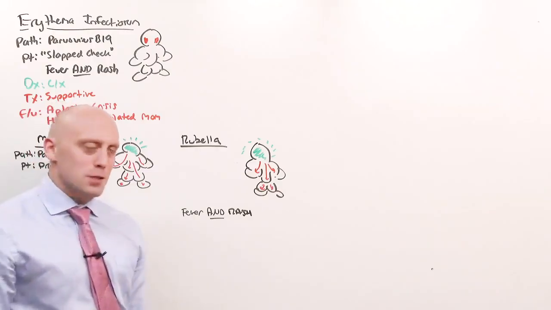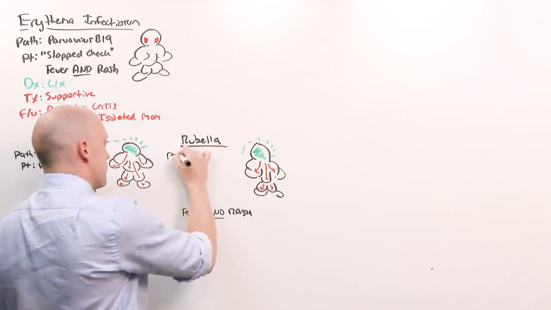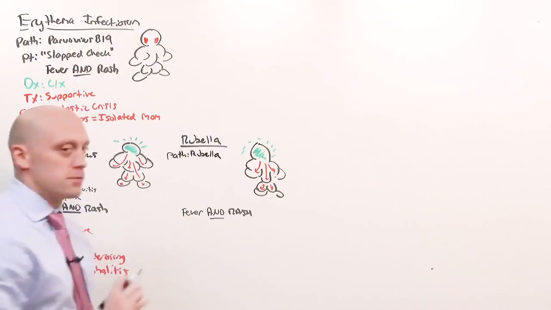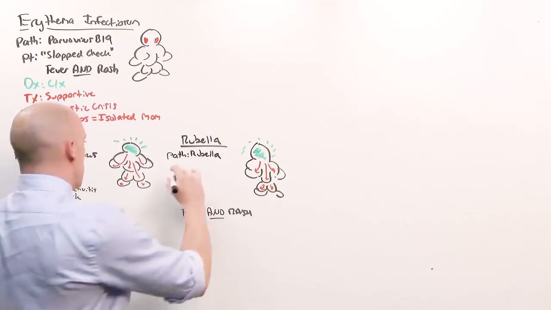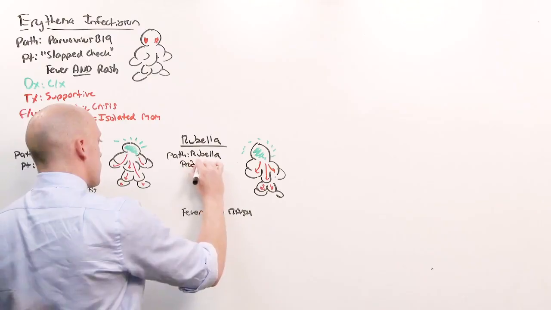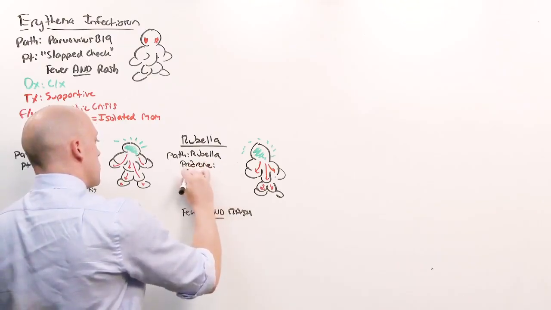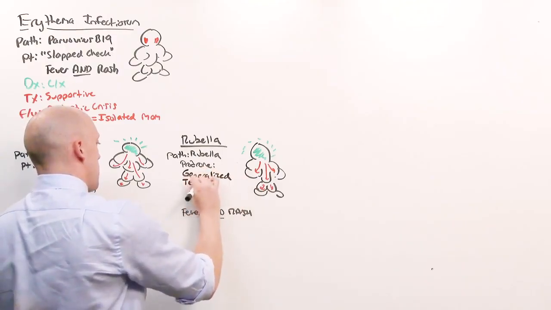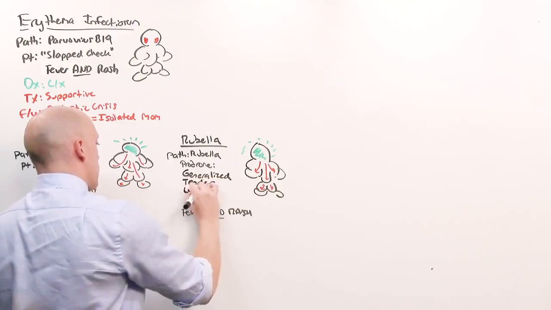But rubella is caused by rubella. And it's the prodrome that is going to separate rubella from measles. Rubella's prodrome is going to be generalized and tender lymphadenopathy.